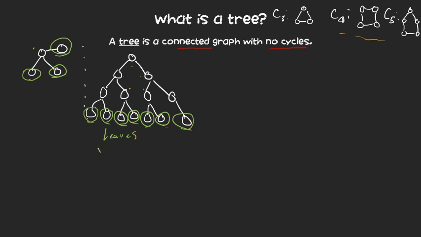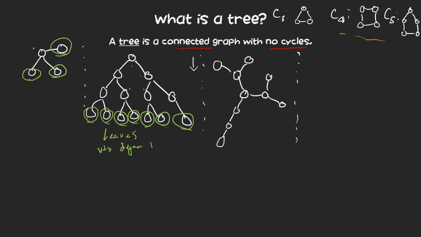Is a vertex of degree 1. All right, how else could a tree look? It doesn't have to be red from top to bottom. Maybe we have something that looks like, I don't know, something like that. There's another example of a tree. It's both connected and it doesn't have any cycles.